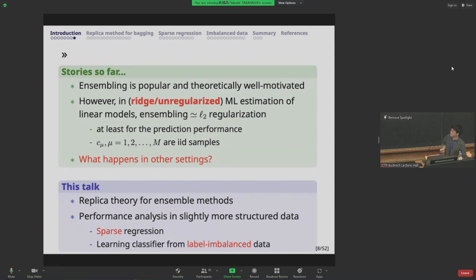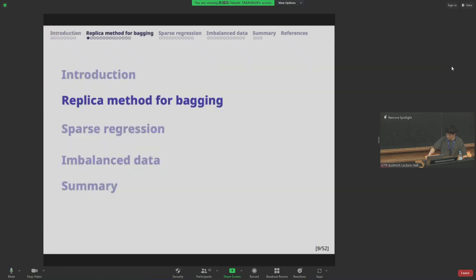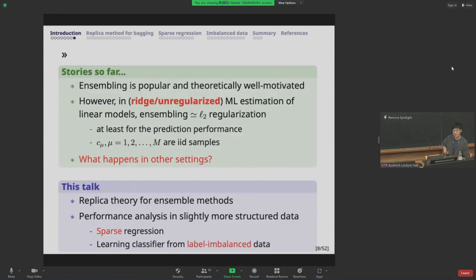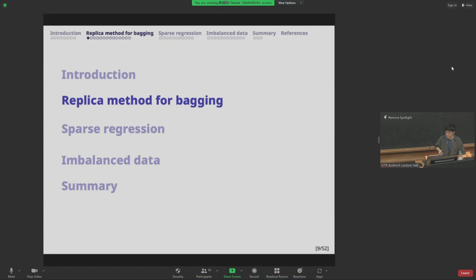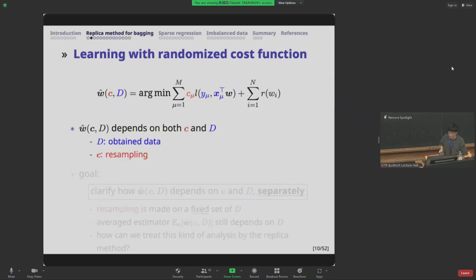I also described the replica method for analyzing such ensemble learning. This is the basic motivation and background, okay? Then let's move on to the replica method for analyzing bagging. This is an optimization problem used in ensemble learning of linear models.